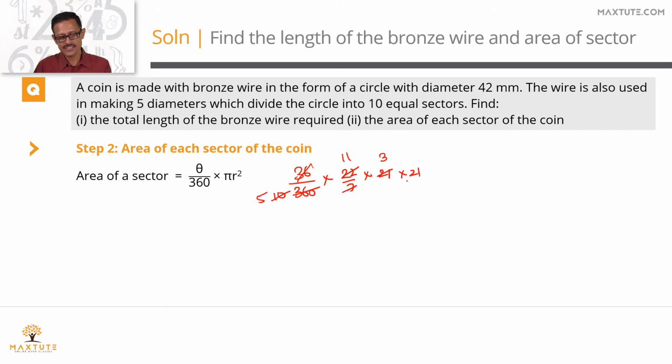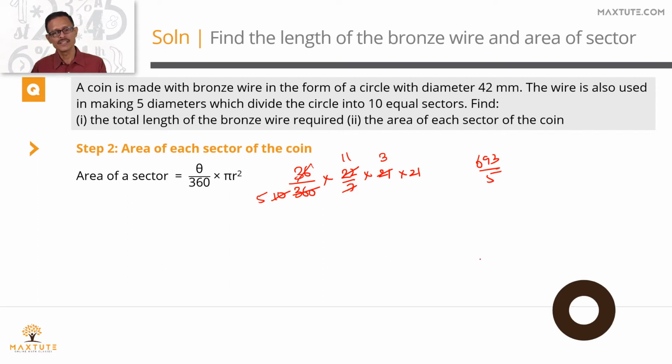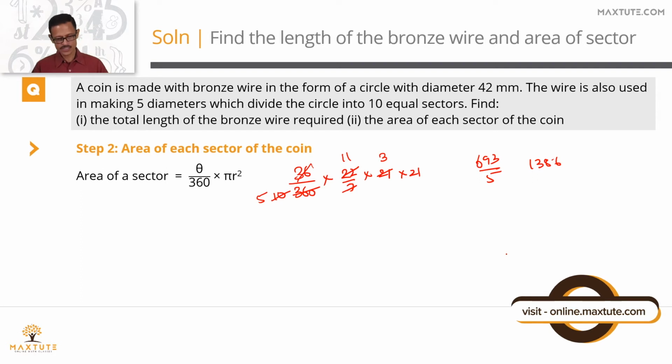So what we have is 33 into 21. We'll find out what that value is. 33 into 21 is 33 into 20, which is 660, plus 33, which is 693, divided by 5 is the answer, which is equal to 138.6. Quickly run through this in a printed form.